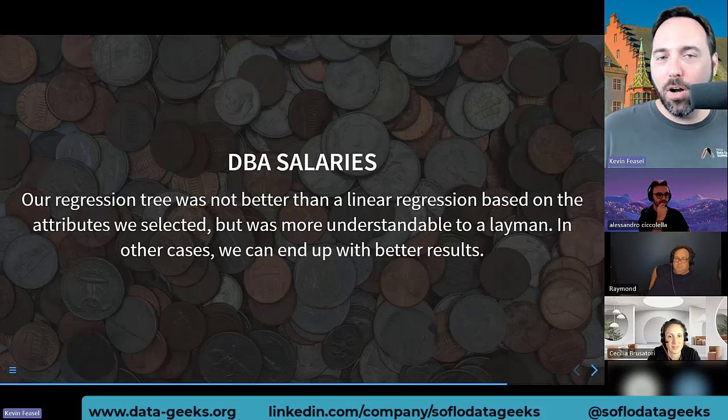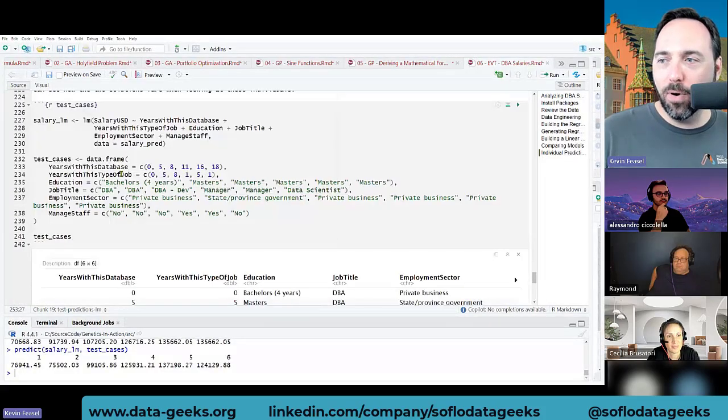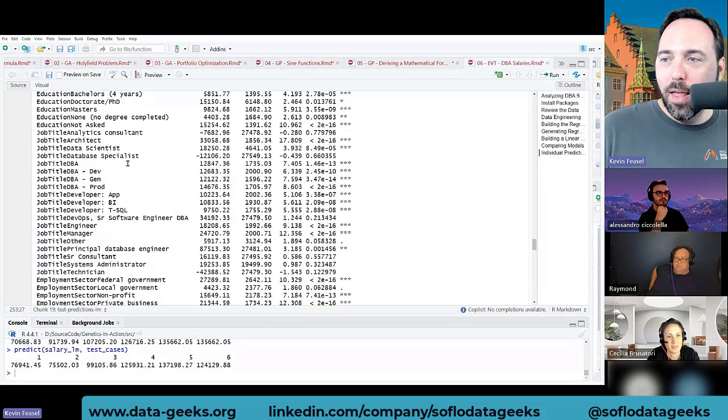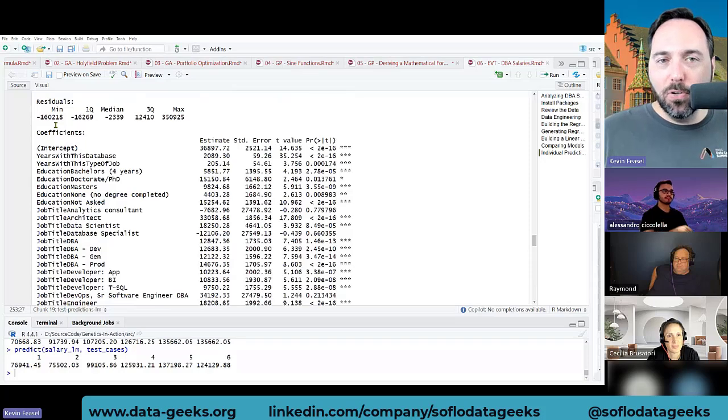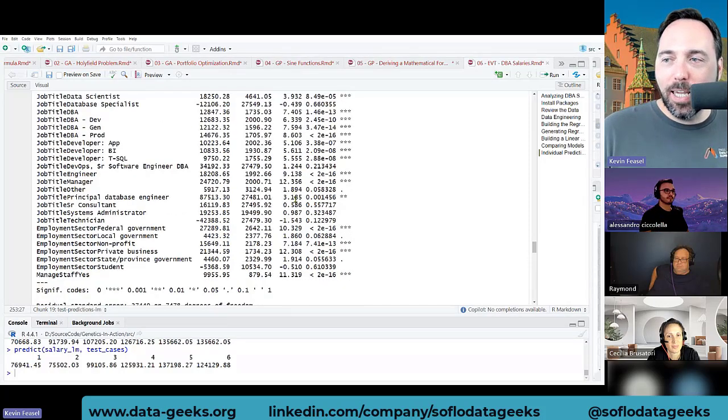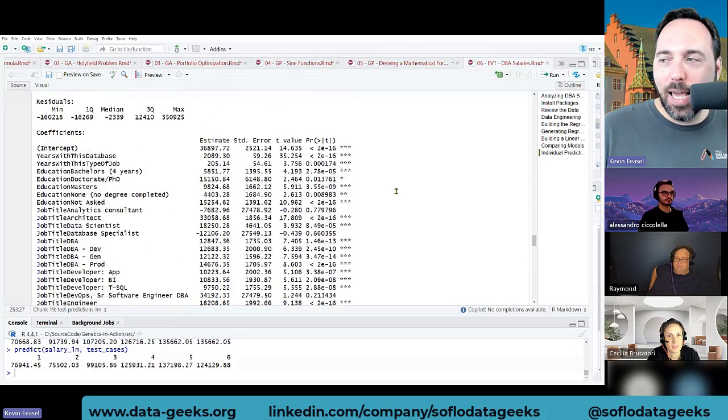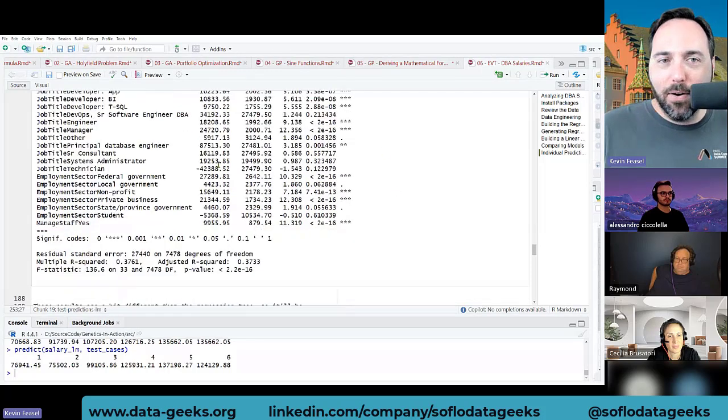The attributes, you can argue about whether it's more understandable to a layman based on a tree with that bunch of if-else statements, or if I show you the block in R where we summarize a model. As a person who has read these things quite a few times, I can get a lot of information out of it. As a non-technical layman, this is kind of scary.